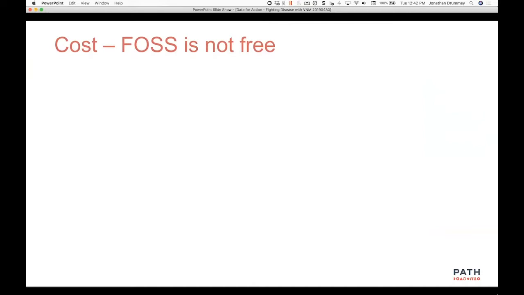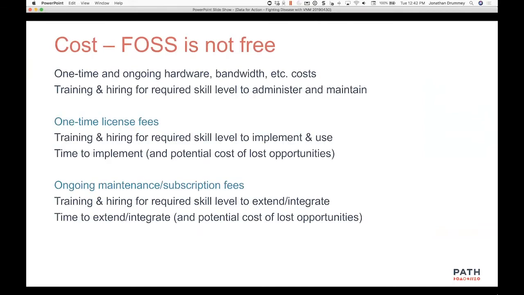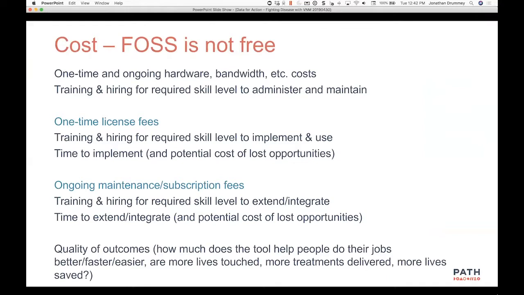I want to talk about cost for a second. So here's a set of different things that are all costs to implement a new solution. And the ones in blue here are the only ones that are specific to commercial software. So all of the rest of them are there regardless. And when we start doing the math, that cost of licenses is not necessarily the largest factor.